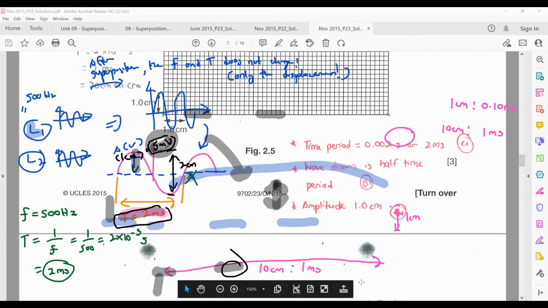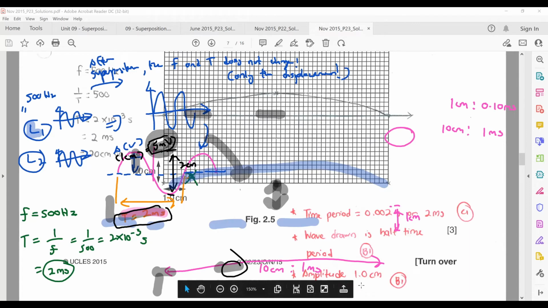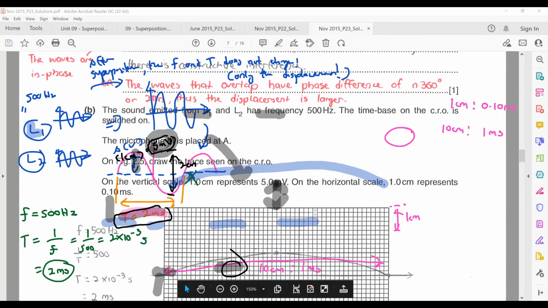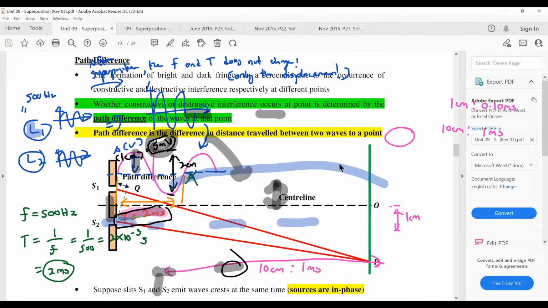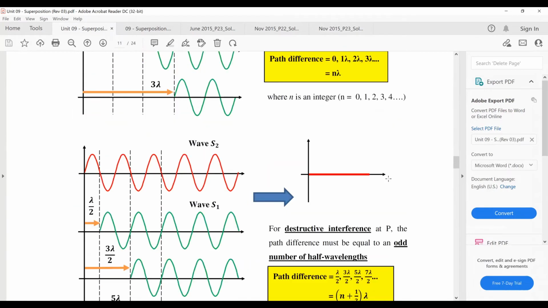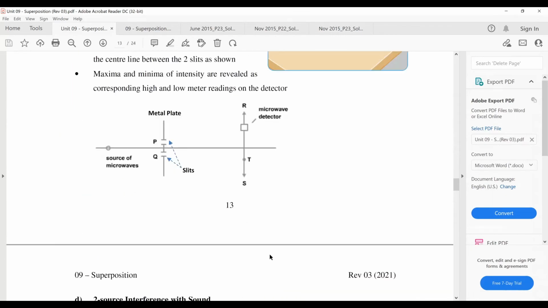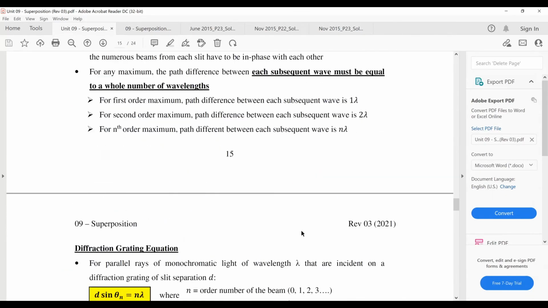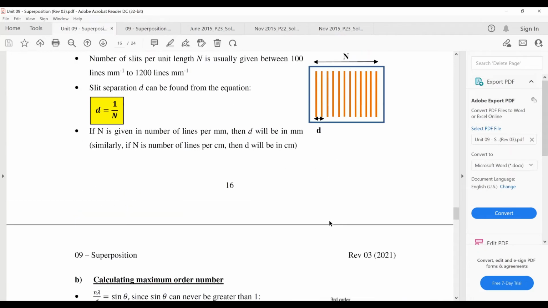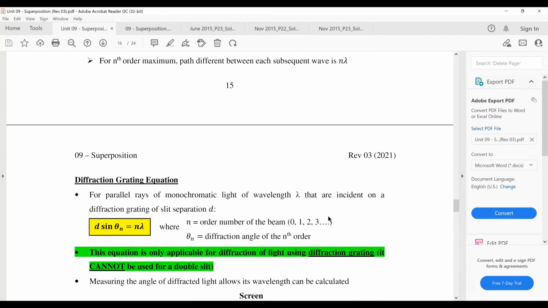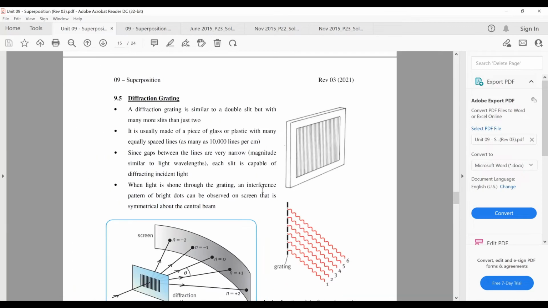Then I will just move on to the next part of your lesson, which is on diffraction grating. So I'll refer back to the notes now. If you are okay with double slit interference of light, diffraction grating will be very, very similar to it. Can you just refer to your notes, page 15? Have a look at page 15.